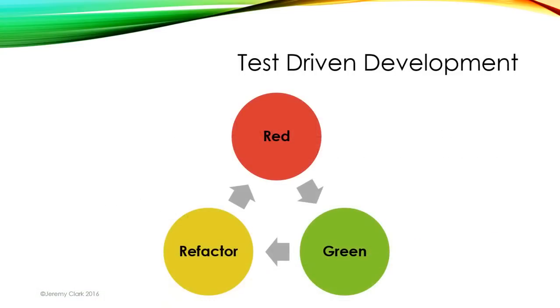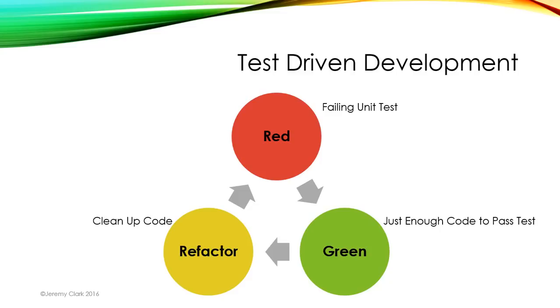Test-driven development uses a red-green refactor approach. First, we start at the red phase by writing a failing test. Then we write just enough code to get our test to pass, and that puts us into the green state. After that, we can refactor our code to make sure that it's clean and maintainable.